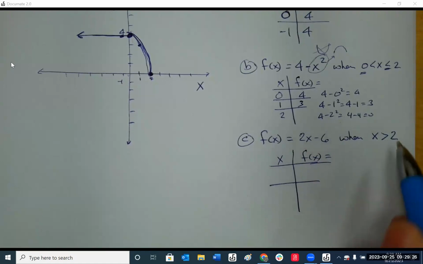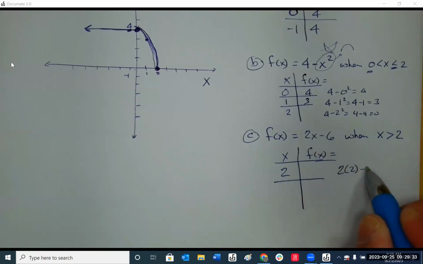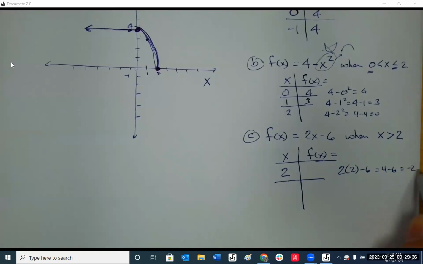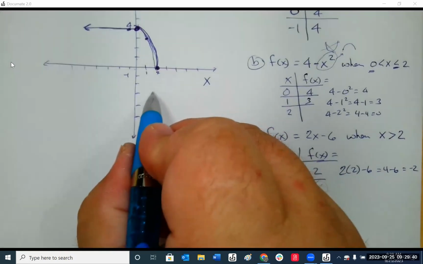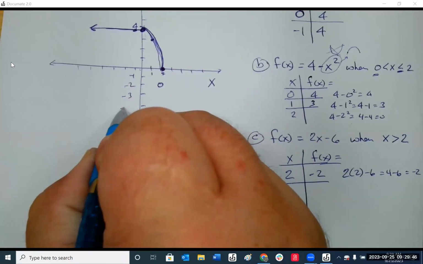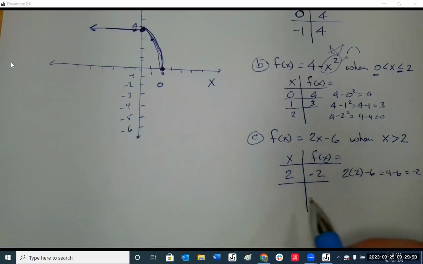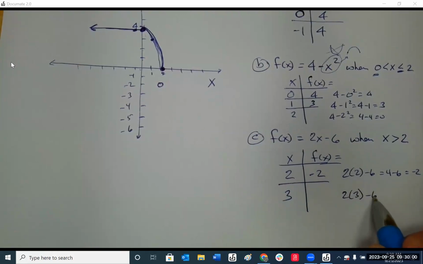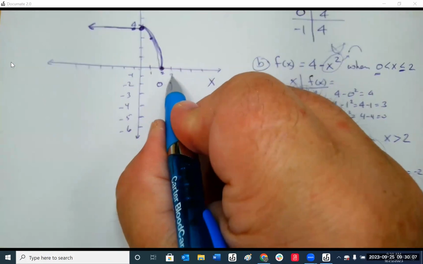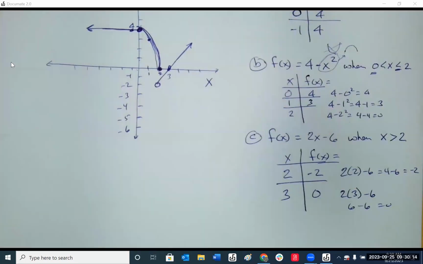And the third one, I start off at 2, but it's going to be an open circle. I plug in 2, so it's 2 times 2 minus 6. 4 minus 6 is -2. So at 2, it's -2. Open circle. A number bigger than 2, I'll put 3 in there. So 2 times 3 minus 6. 6 minus 6 is 0. So there's a dot there. There's my graph.